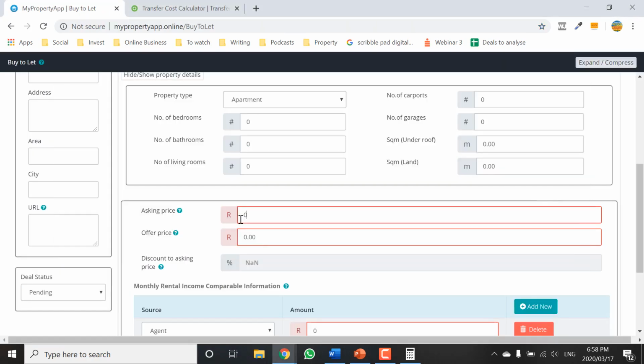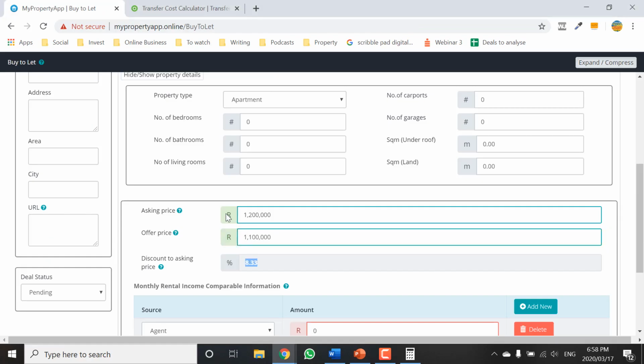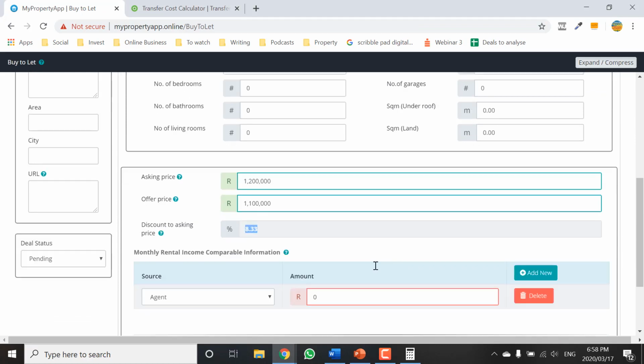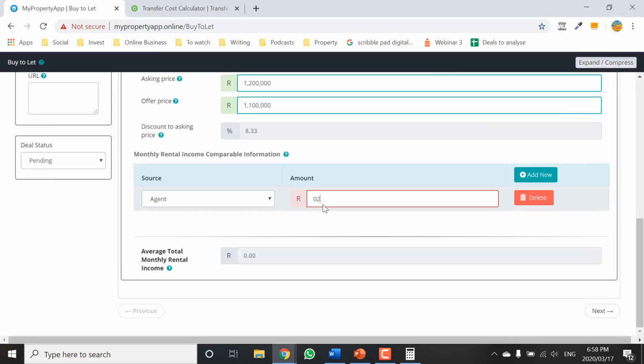Okay, so from the information that I've already received from Letzea, she's saying that the market price is 1.2 million. So I'm going to go here, 1.2 million. She's looking at an offer of 1.1, which is an 8% discount. That's quite low. I think that should be quite easy to get across the line. Let's look at the rental. The rental is 23,200. So that's very high, but remember this is a multi-let, so you've got multiple tenants all paying a smaller amount, which amounts to quite a big amount.